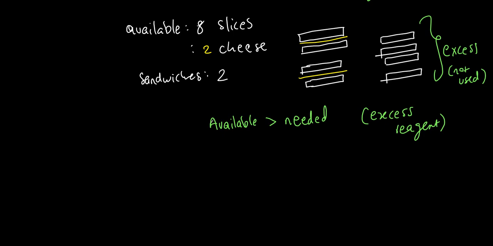Wait a minute. Can we say that actually the excess number of slices depends on how many cheese you have? Because if you have 3 cheese, then you have 3 sandwiches. It reduces the excess. You understand? So, which tells us that these 2 things are depending on each other. So that is what we're saying.